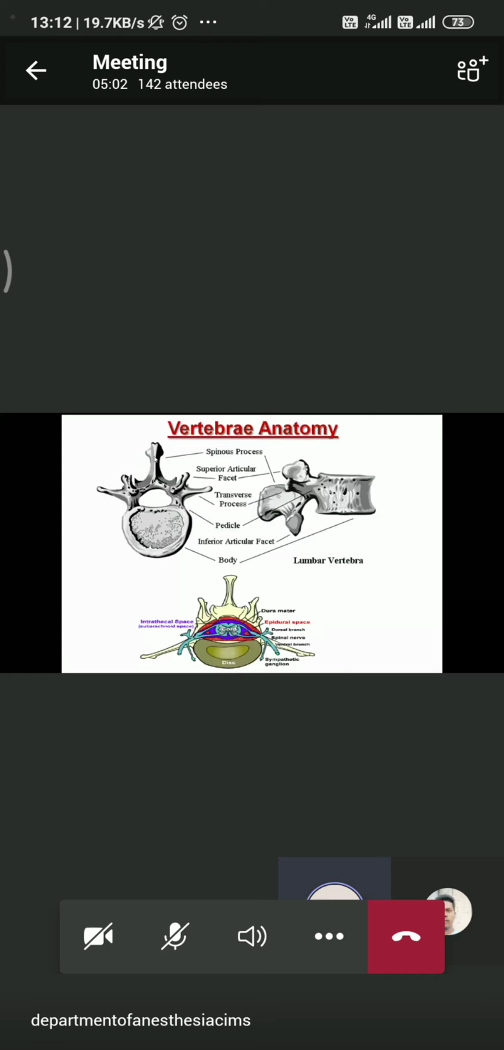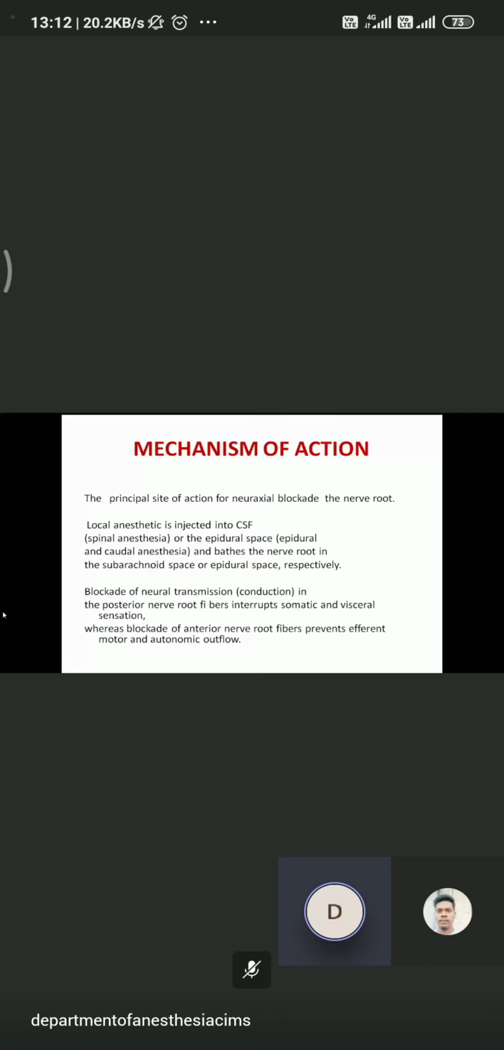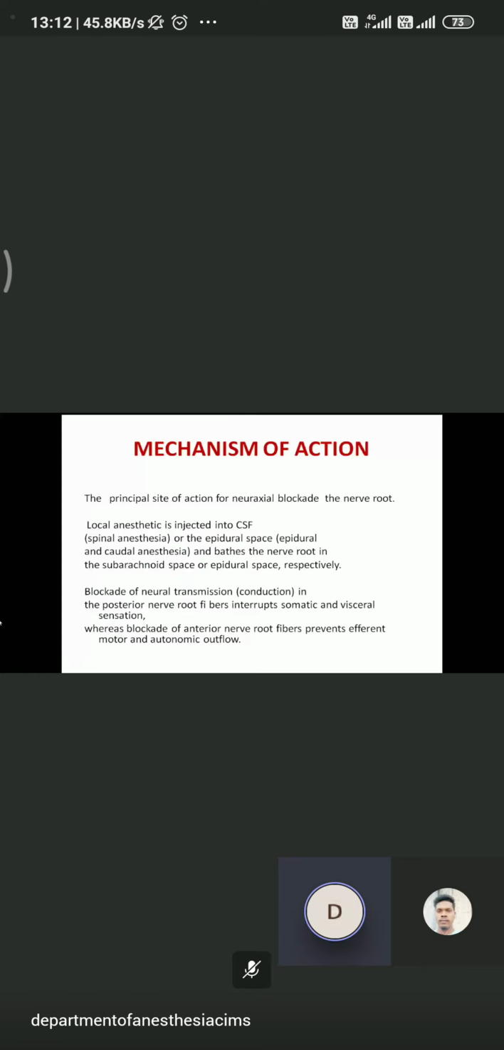So what is the mechanism of action of spinal anesthesia? The principal site for neuraxial blockade, which includes spinal, epidural and caudal also, is the nerve root. In spinal anesthesia, local anesthetic is injected into the CSF, while in epidural anesthesia it is injected into the epidural space, and likewise in caudal anesthesia.